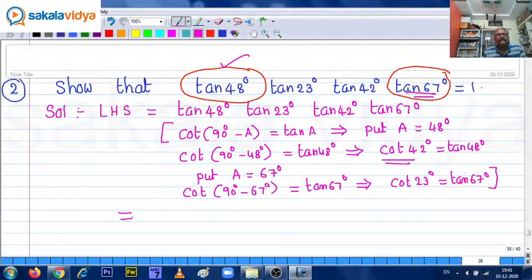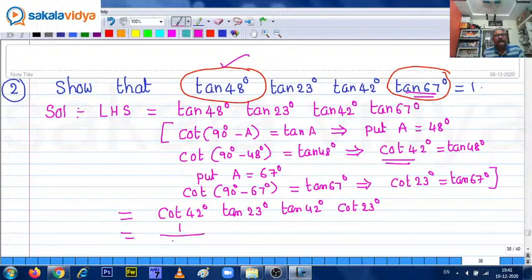So we can write like this. Tan 48 is equal to cot 42, multiplied by tan 23, tan 42. Now the tan 67 can be written as cot 23. So we have one formula: cot is 1 by tan. This we can write as 1 by tan 42 degrees into tan 23 into tan 42. Cot 23 is 1 by tan 23.